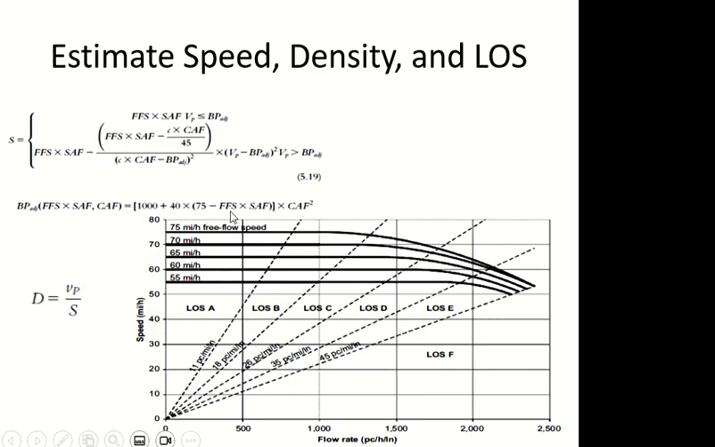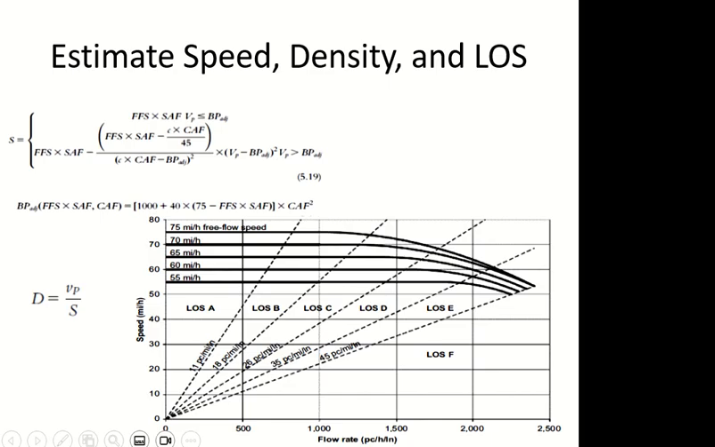Again, you need the free flow speed, the speed adjustment factor, and the capacity adjustment factor. Three things here. Once you have the flow rate and the break point, you can decide whether the speed equals free flow speed or equals this whole thing. One of these conditions will eventually give you the speed.